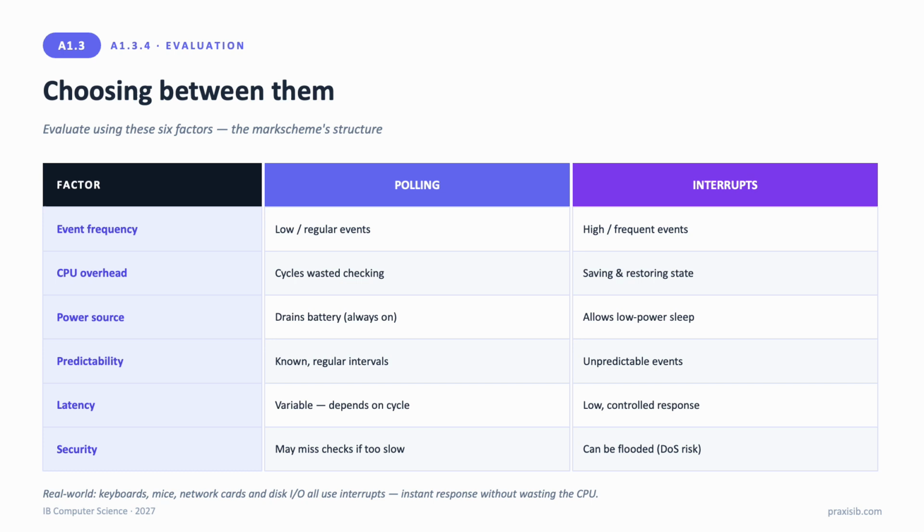Down at the bottom, here is the real-world reality. Your keyboard, mouse, network card, and disk drive all use interrupts because you want them to respond the instant something happens without wasting the processor. For the exam, if you are asked to evaluate, structure your answer around these 6 factors and you will capture all the marks.